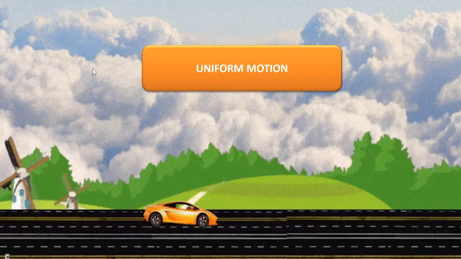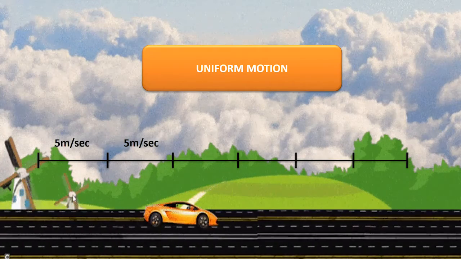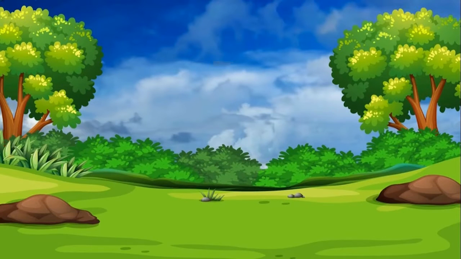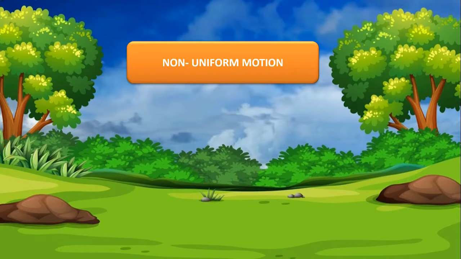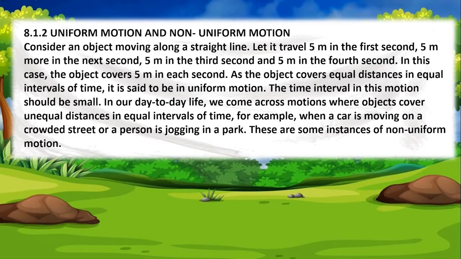Moving on to the next concept of the topic known as uniform motion and non-uniform motion. Suppose an object is moving along a straight line. It travels 5 meters in the first second, 5 meters in the next second, 5 meters in the third second and 5 meters in the fourth second. This object is covering 5 meters per second, which means it is covering equal distances in equal time. Hence, this motion in which an object covers an equal amount of distance in equal intervals of time is considered as uniform motion. Objects that cover unequal distance in equal intervals of time can be considered as non-uniform motion. Examples of non-uniform motion could include a car moving on a crowded street, a person walking in a park.